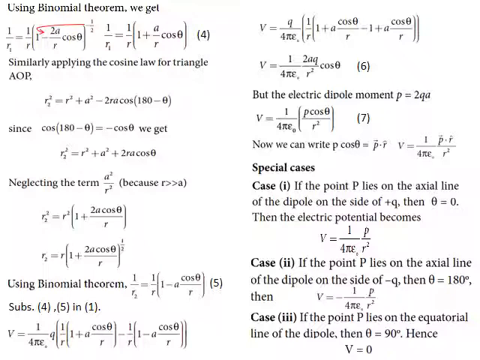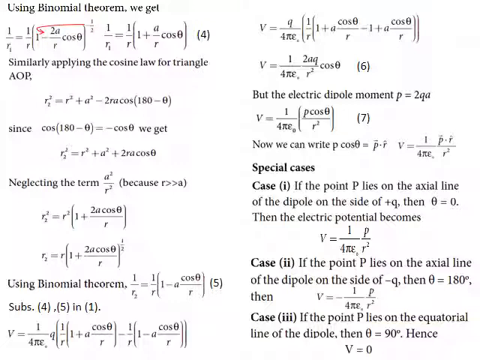Case number 2. The point P lies on the axial line of the dipole on the side of the negative charge, minus q. Then theta is equal to 180. If you are considering along the positive charge, theta is equal to 0. If you are considering along the negative charge, then theta becomes 180 degrees. Therefore cos 180 is minus 1. Therefore the formula becomes V is equal to minus 1 by 4 pi epsilon naught p by r square.